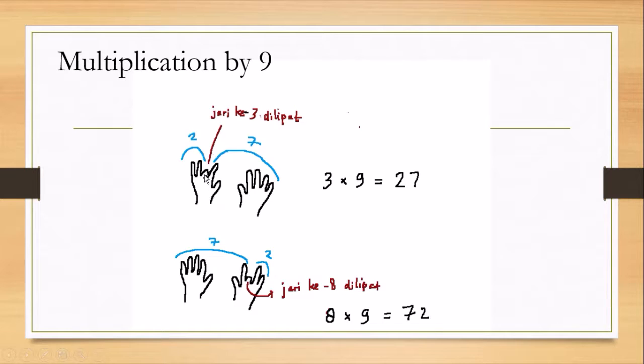Some students memorize better with fingers, like this. So you have your 10 fingers and you fold the fingers indicating multiplication by 9. For multiplication of 9 by 3, you fold your third finger here. So you see on the left there are 2 fingers, on the right there are 7 fingers, so it's 27. Another example, 8 times 9, so you fold your 8th finger, so you have 7 on the left, 2 on the right. 8 times 9 is 72.